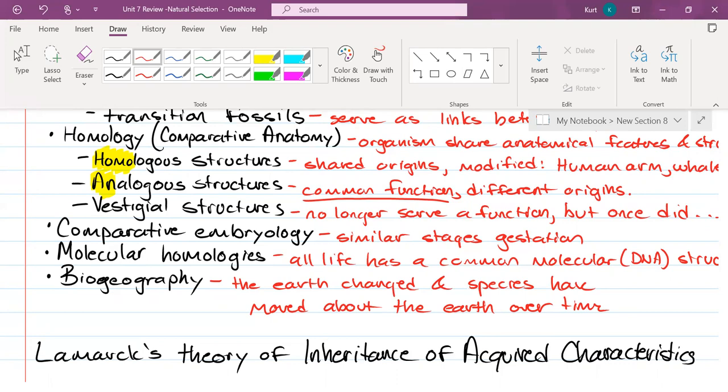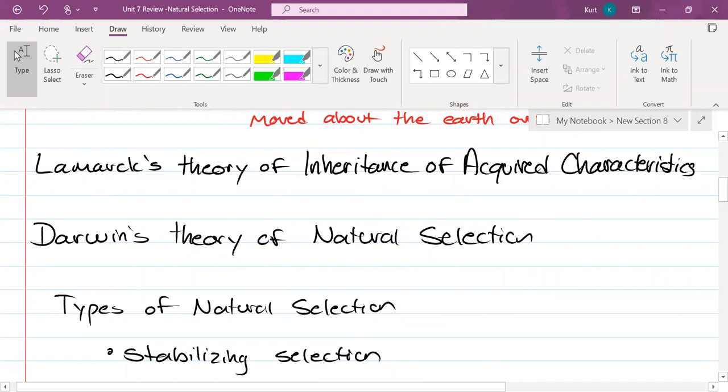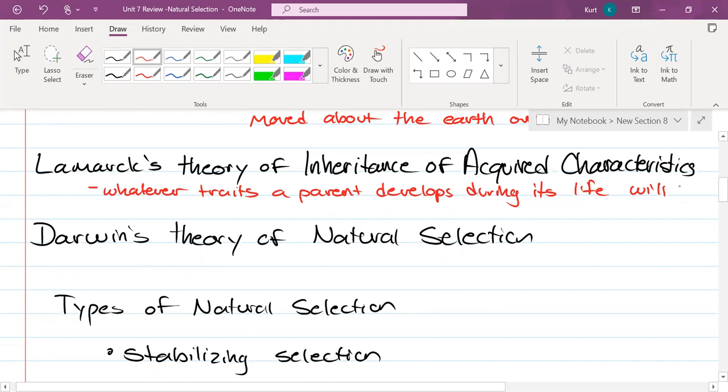All right, moving on. Again, we have a lot to get to. This is a review, not an intro. Lamarck's theory of inheritance of acquired characteristics. Lamarck was mostly wrong. He came before Darwin, but he got the conversation started. You don't have to be right to make a difference. So Lamarck's theory of inheritance of acquired characteristics basically said that whatever traits a parent develops during its life will be passed on to offspring.